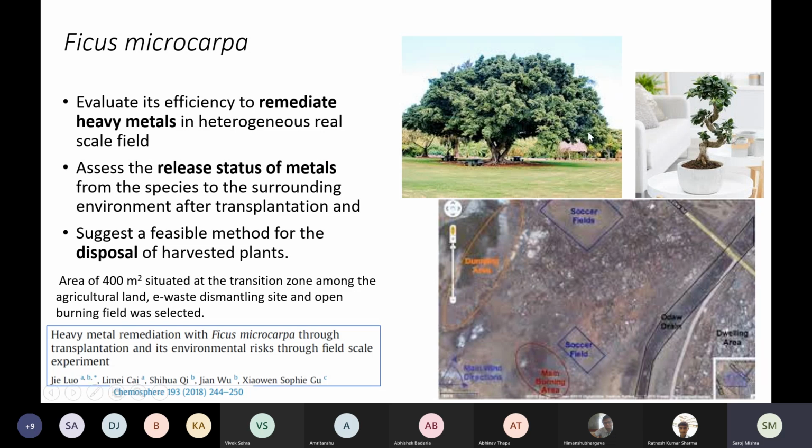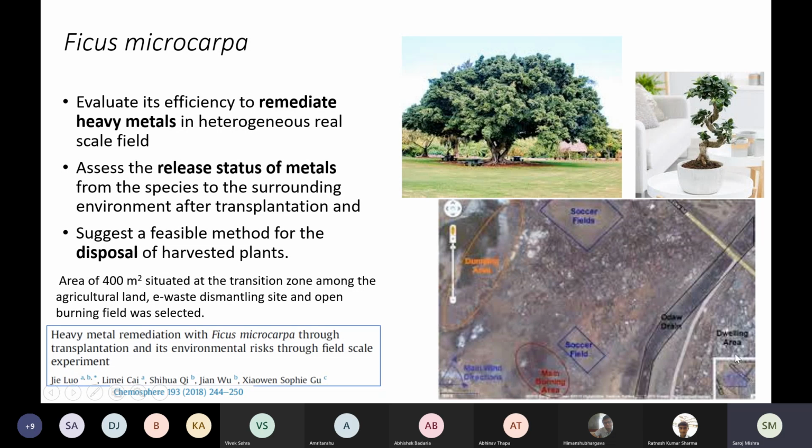So we will see in this study how ficus has been used for carrying out bioremediation. This is an actual picture of the dumping site you see here. It is surrounded by a play field, a soccer field in this area. And this is where some of this e-refuse is burnt. This is the main area right here.